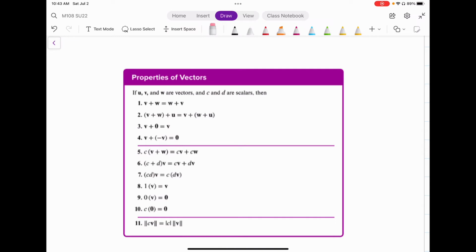In property 11, remember that those two lines are telling us the length of the segment. So you're calculating the distance. And so if you take the distance times some scalar, that's going to be equal to the absolute value of the scalar times the distance of the vector.